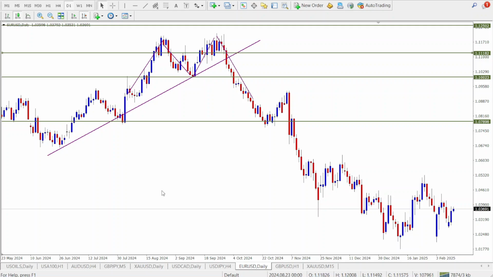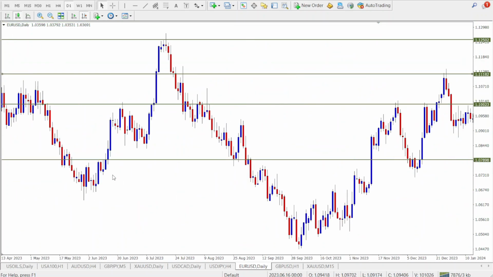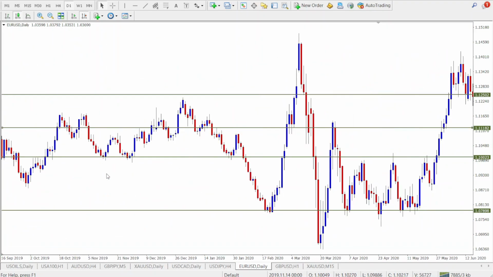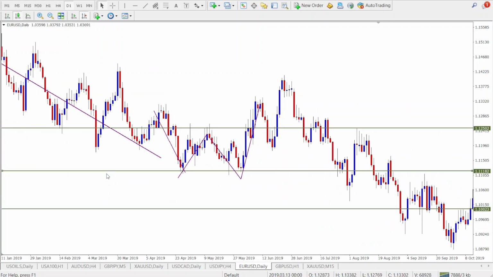Okay, then for a double bottom trading strategy, it's just a similar strategy, right? But in this case, it's just the opposite. So you wait for price to form the second bottom, then you identify the neckline, the highest point between the two bottoms. After that, you set your stop loss below the second bottom.